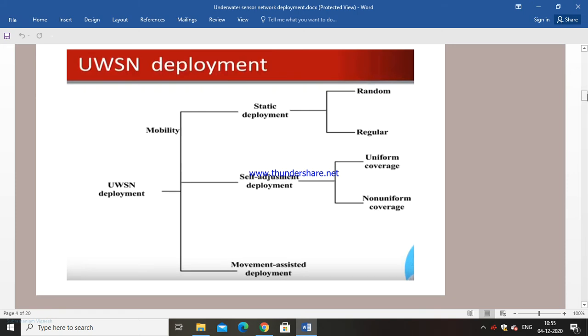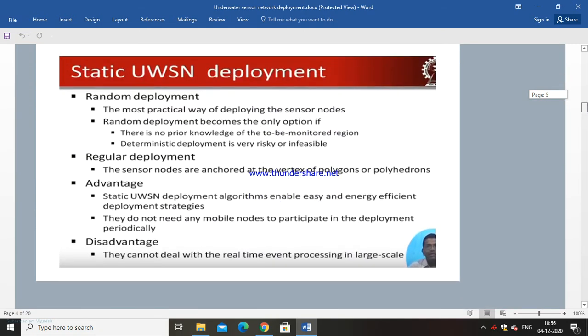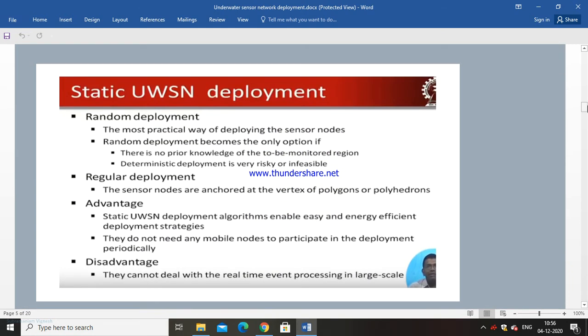Underwater sensor network deployment depends upon the mobility. We divide the deployment into three types: static deployment, self-adjustment deployment, movement assisted deployment. Within static deployment, there are two classifications: random, regular. Within self-adjustment deployment, two classifications: uniform coverage, non-uniform coverage.